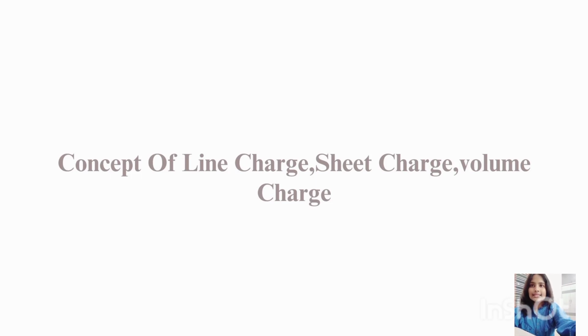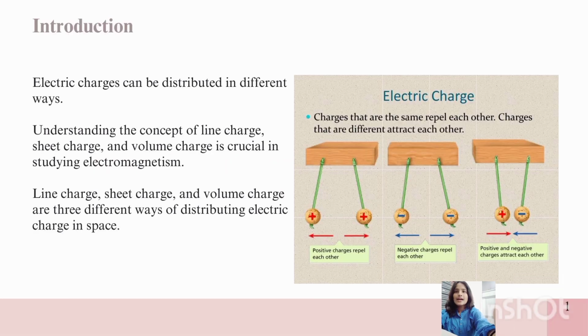In this video, let's see the concept of charge distribution in the form of line charge, sheet charge, and volume charge distribution. Introduction. Electric charges can be distributed in different ways. Understanding the concept of line charge, sheet charge, and volume charge is crucial in studying electromagnetism. Line charge, sheet charge, and volume charge are three different ways of distributing electric charge in space.